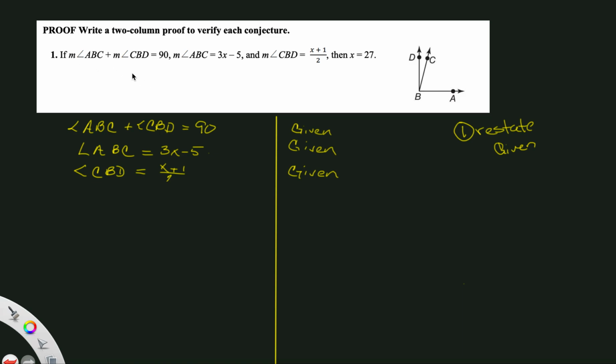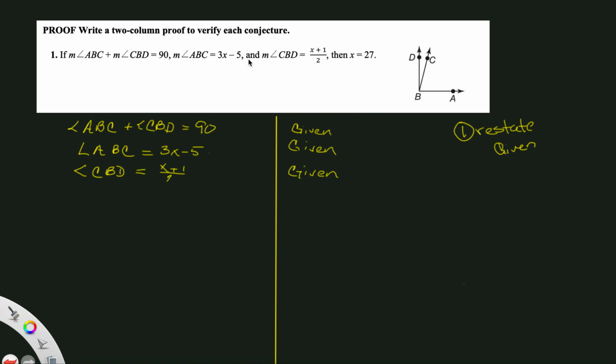So if the measure of ABC plus the measure of CBD equals 90, I rewrite it here, and I write next to it "given." And the measure of ABC is 3x minus 5. Again, I have written it because my first step is to restate and write down that it's been given. And last but certainly not least, the measure of CBD is x plus 1 over 2. There we go. These are all given.